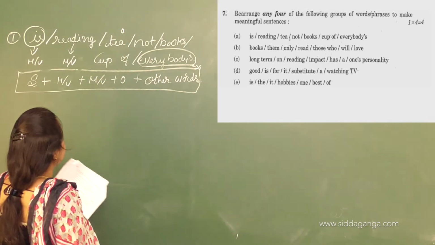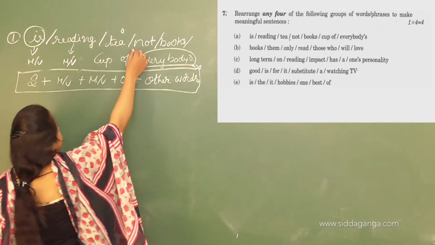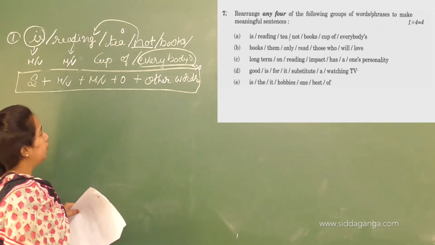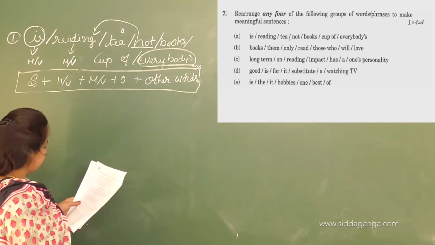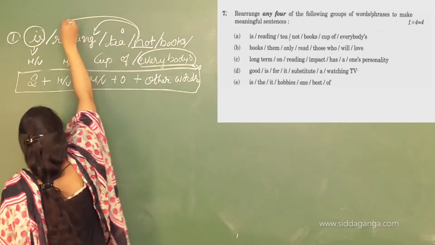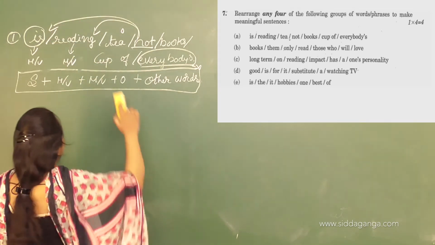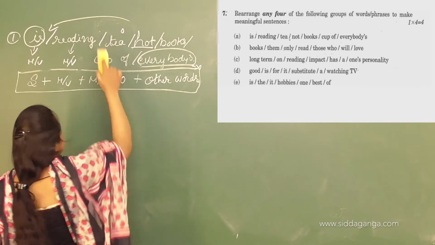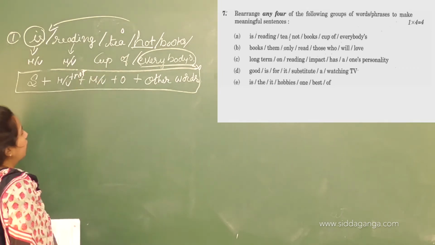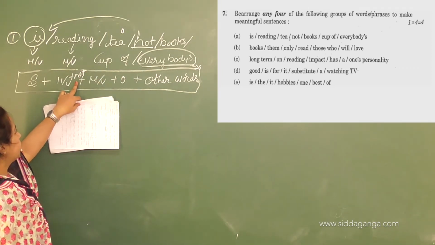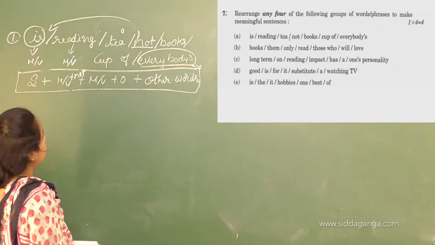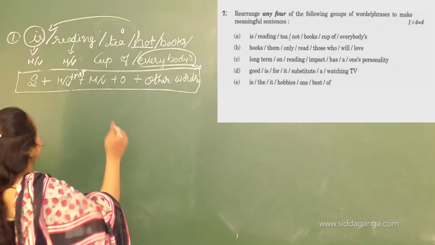Okay, not means it is in a negative. So this not comes with the main verb. Okay, it is joined with the main verb. Sorry, it is joining with the helping verb. This sentence is in a negative, so helping verb, not. Because we need to use the not here, the sentence structure should be like this: helping verb, then not, plus main verb.